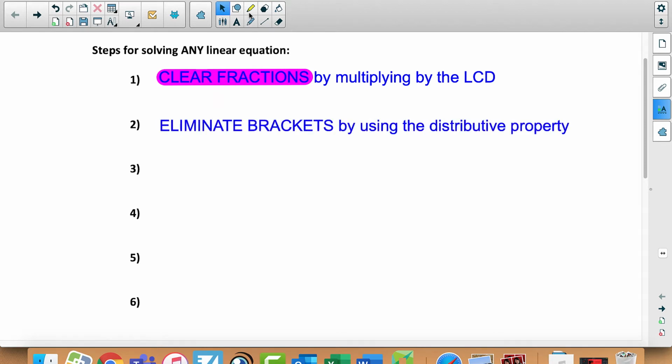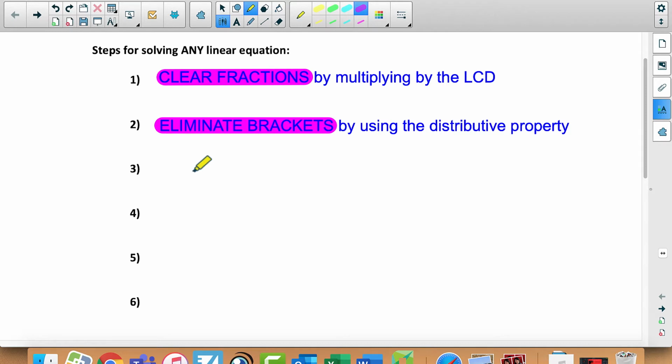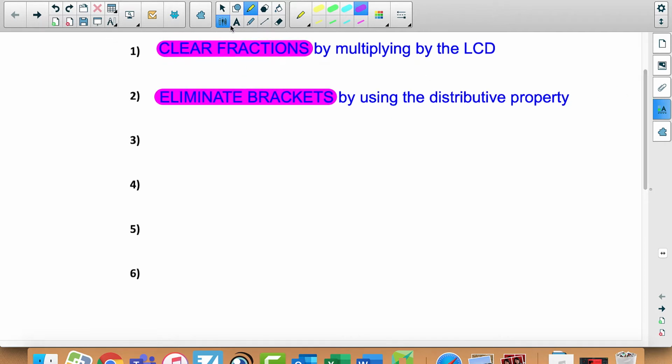Second step you're going to do is eliminate brackets by using the distributive property. And we did not do this last time, and that's why this lesson is a little different than last time, because we're going to clear fractions and then still have to eliminate brackets. We skipped step 2. We didn't have to do step 2 last time, but today we will.